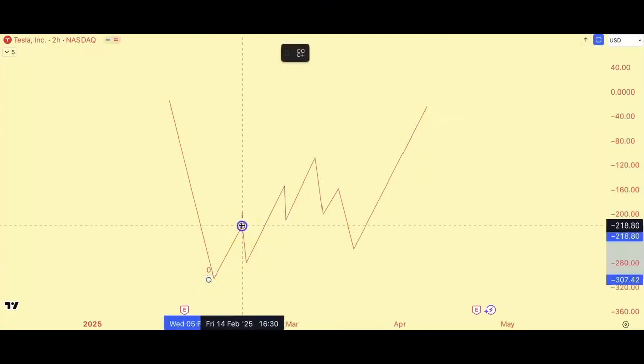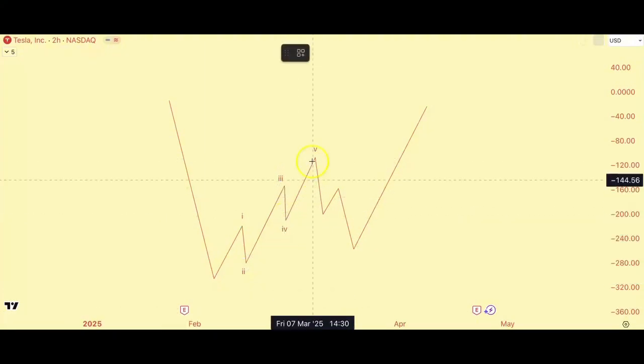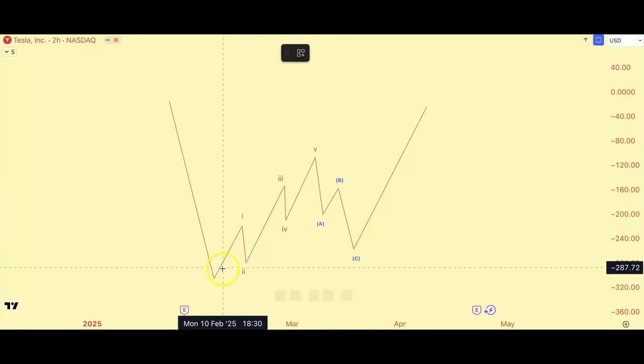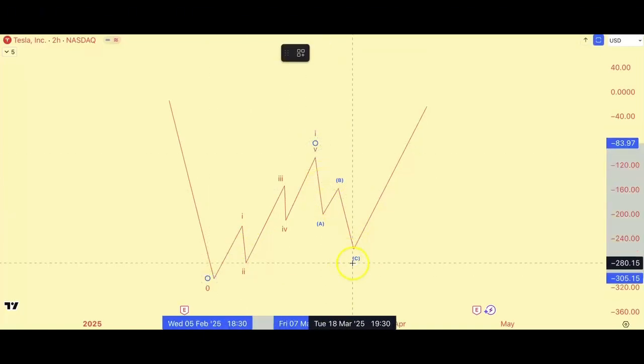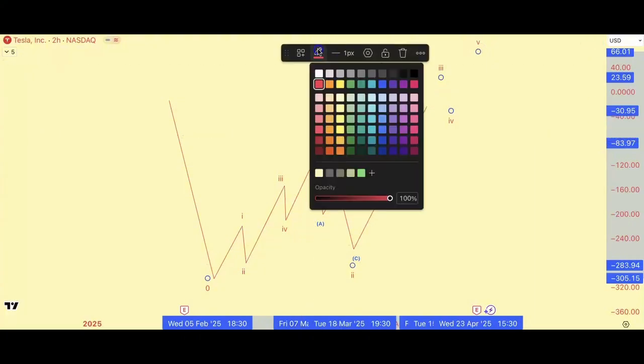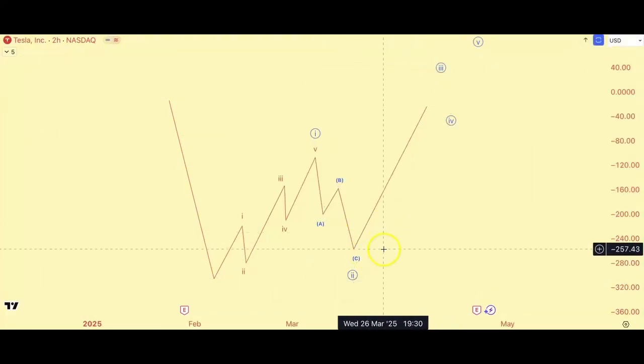So if I label this again, it's a wave 1, 2, 3, 4, 5. Then ultimately an A, B, C correction. All of this would be a wave 1 coming down for a wave 2, going up 3, 4, 5. Right, so this is exactly what we want to see on Tesla here moving forward.